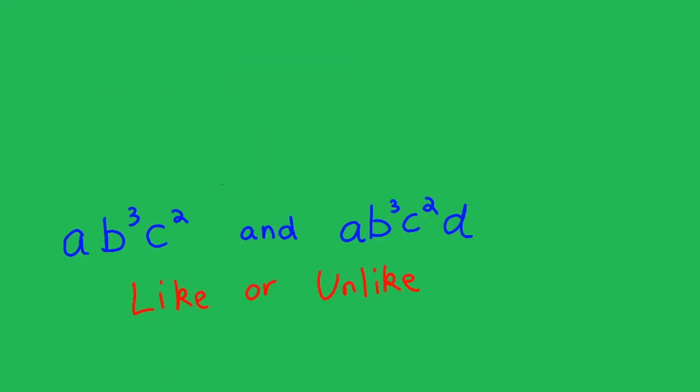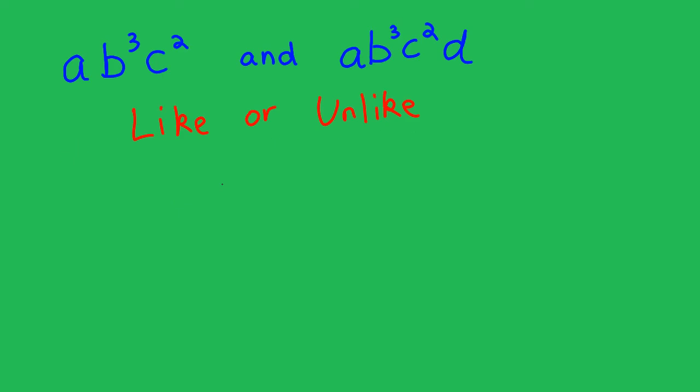Next one: ab cubed c squared and ab cubed c squared d. Of course, terms can have more than one variable, as is the case here. So these terms have three variables in powers that are the same, a b cubed c squared. But this term has an extra variable d, so these are unlike terms.